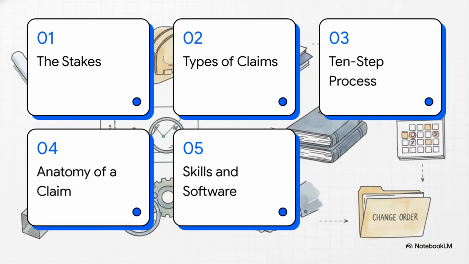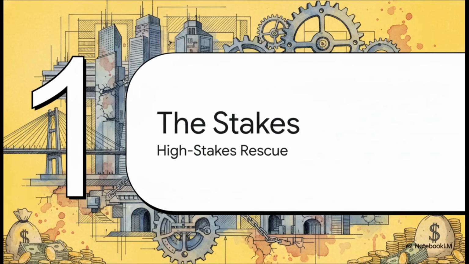We're going to break this whole thing down into 5 neat, manageable chapters today. We'll cover the stakes, the types of claims, the essential 10-step process, the anatomy of a claim document, and wrap up with the skills and software you're going to need. Okay, let's jump right into Section 1, the stakes.